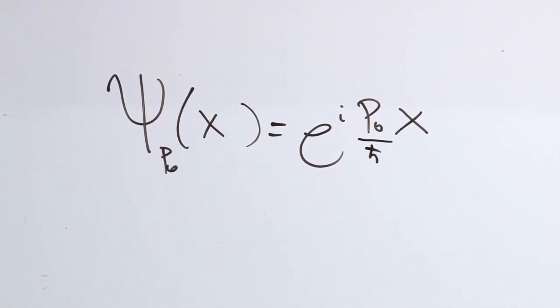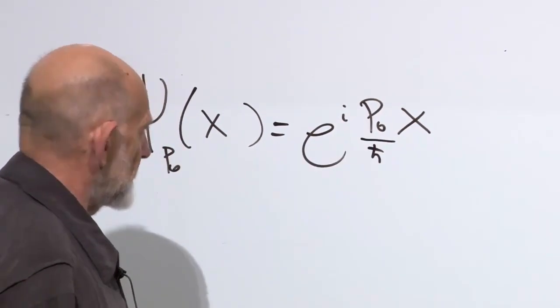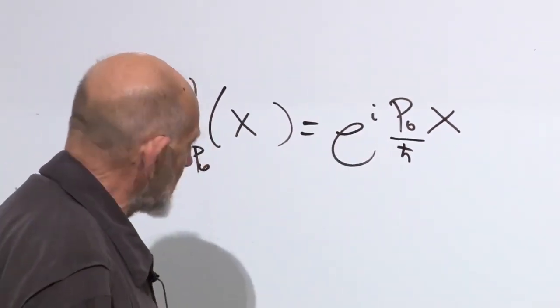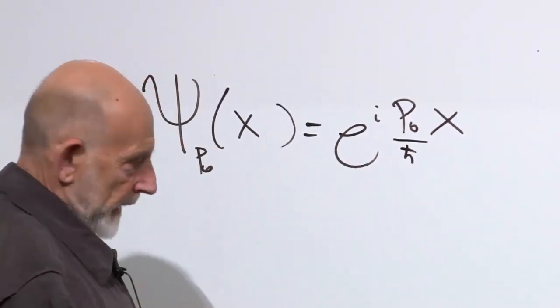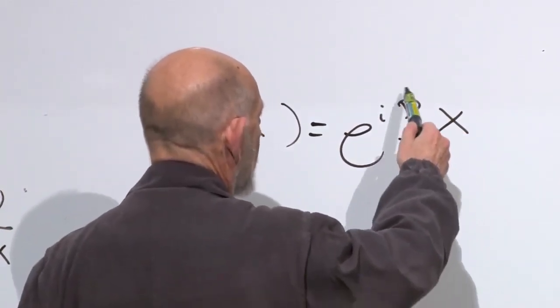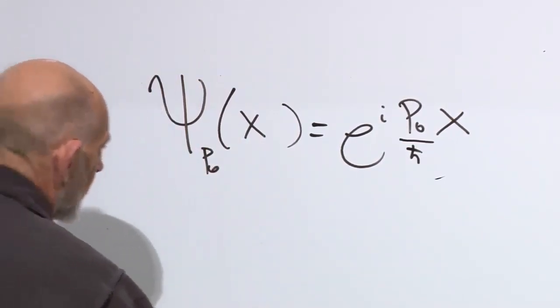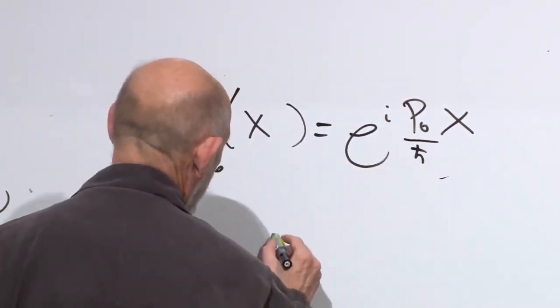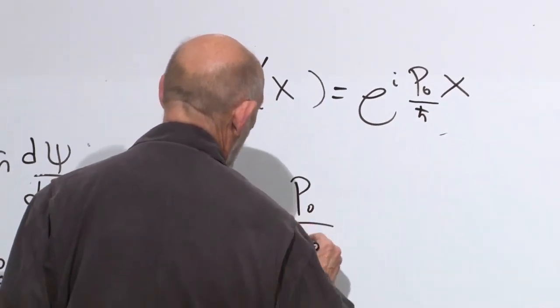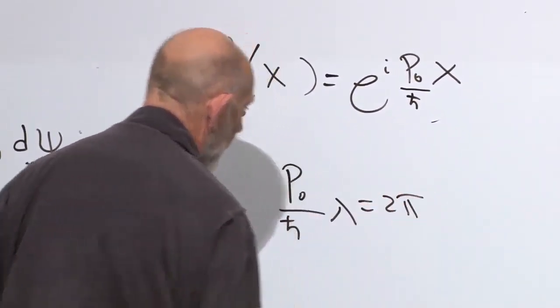I just want to point out that this is a wave-like thing. It has sines and cosines, and it has a wavelength. The wavelength is the distance that you have to move so that the thing in the exponent changes by 2 pi. In other words, if we call the wavelength lambda, P naught over h bar times lambda equals 2 pi. That's the definition of the wavelength.